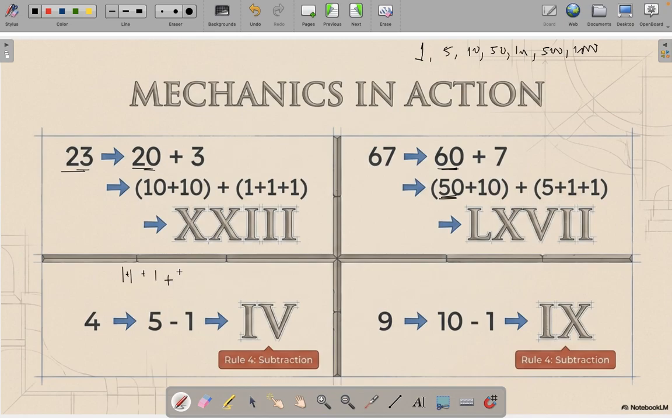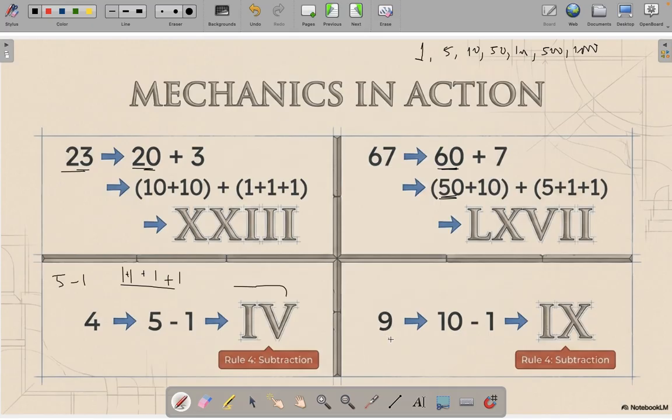Why? Because it violates rule number 2 again. We cannot repeat a numeral more than 3 times, and here we are repeating it 4 times. So here we have to find an alternate, which is 5 minus 1, which is IV. Again, once you have written the answer, check if it is violating any of the rules. If it is violating, then you have to come up with an alternate lettering format.